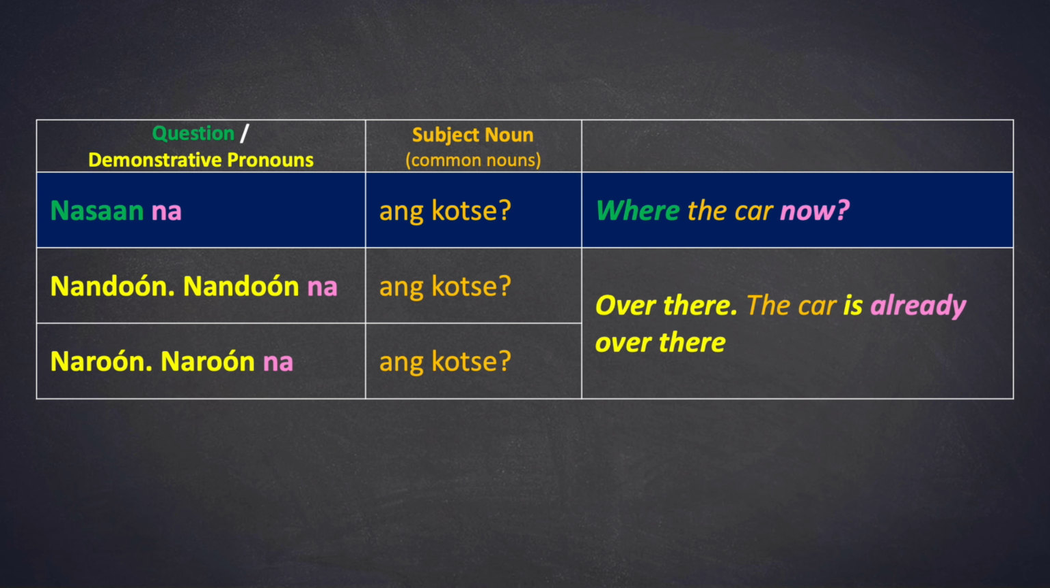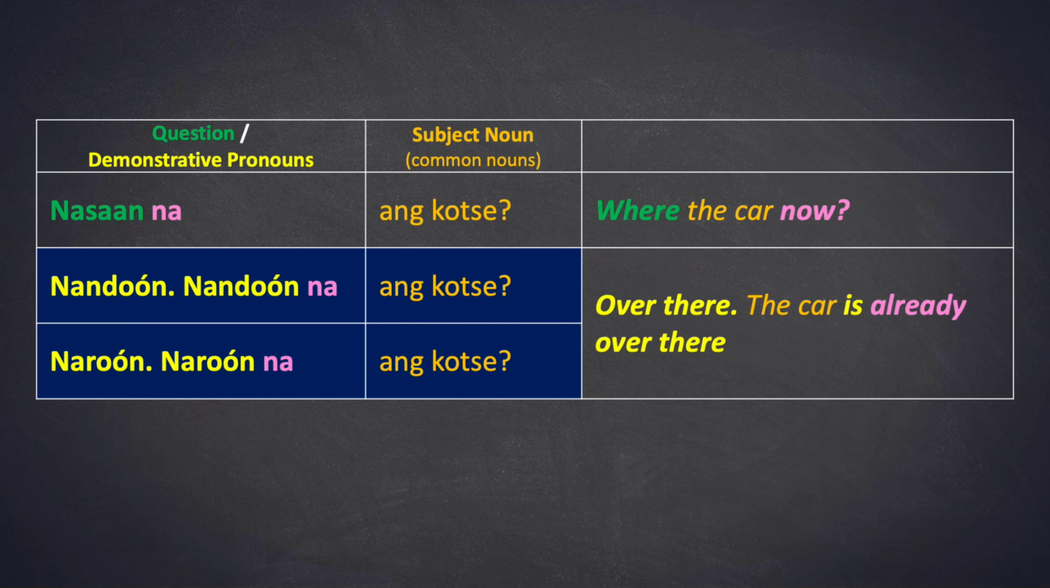Nasaan na ang kotse? Where is the car now? Nandoon na ang kotse. Naroon na ang kotse. The car is already over there. That's about it for now.